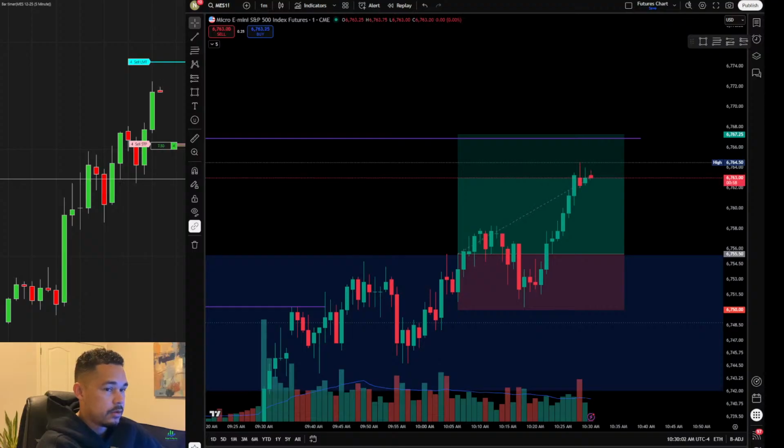Five-minute candle looks strong, so we just ended the 5-minute candle. It's 10:30 now. So I want to see a strong follow through. I don't want to see it come back and retest. I want to see a strong follow through.